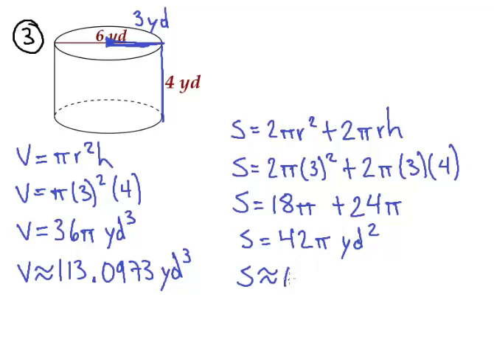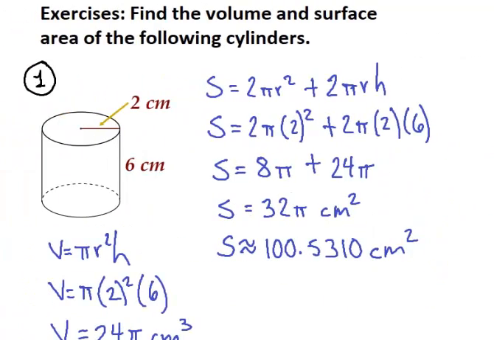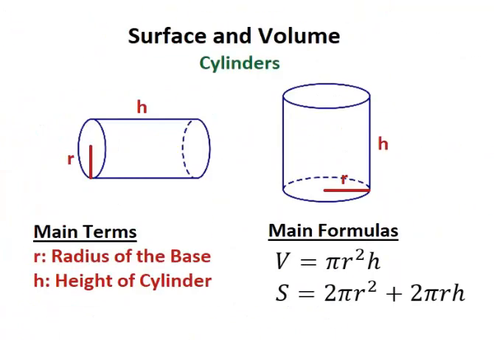So 131, says the calculator, 0.94, and if you round, it will be 69 square yards. And that's it. That is how you find surface area and volume of cylinders.